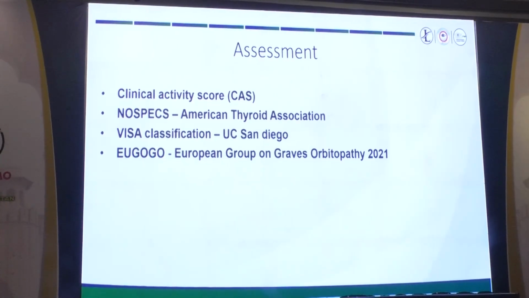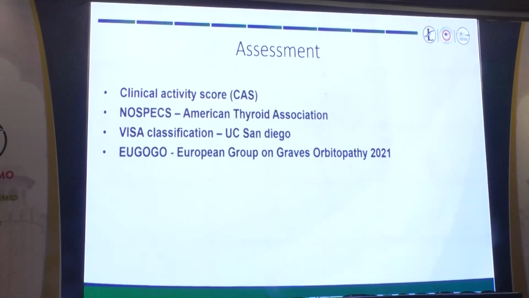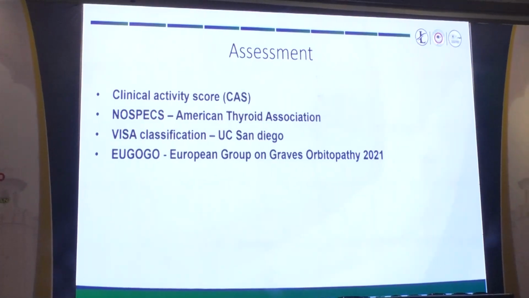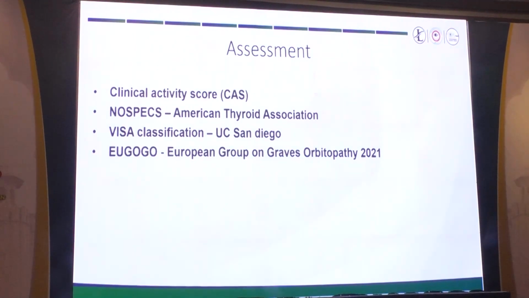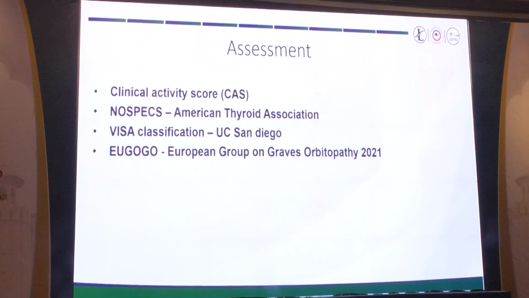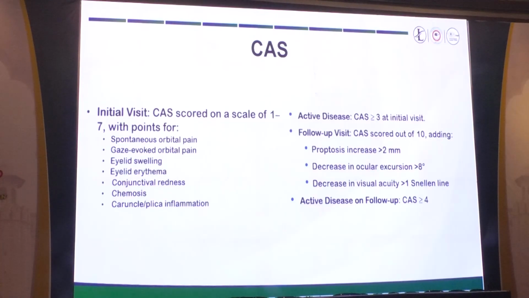Assessments can be done on various classifications. The ones that we are most likely to be questioned on during our FCPS exams is the European Group on Graves' Orbitopathy, the EUGOGO, or I would be referring to it as the European classification. The University of California, San Diego has their own VISA classification. I will not be going into details of that. But one of the most important things is the clinical activity score. That is something that is key when you're assessing or examining a patient of thyroid eye disease.